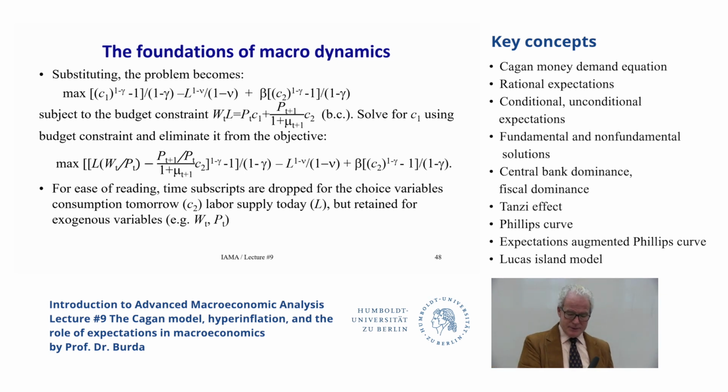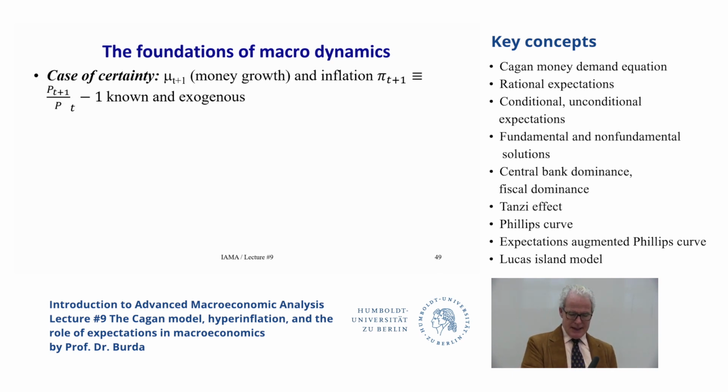So by substituting, we eliminate C1. Basically, we're choosing C2, our old consumption, and our labor supply today. And that will implicitly, through the budget constraint, imply how much I can consume today. So instead of using a Lagrange approach, we can just eliminate consumption today.